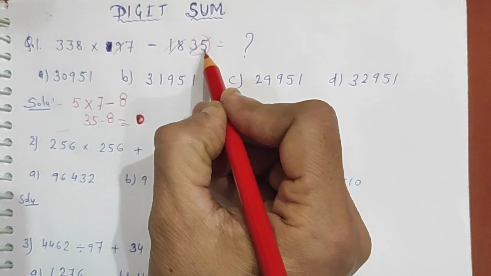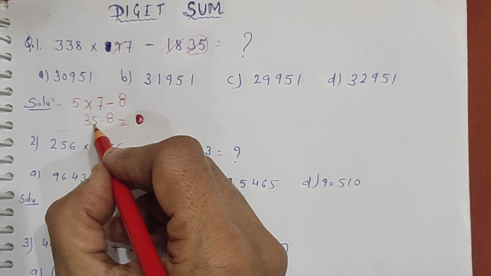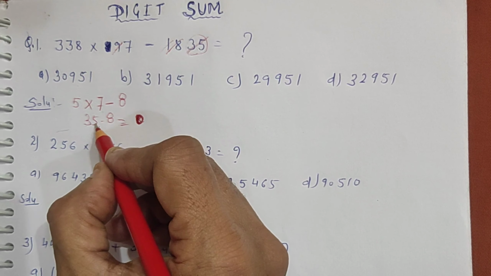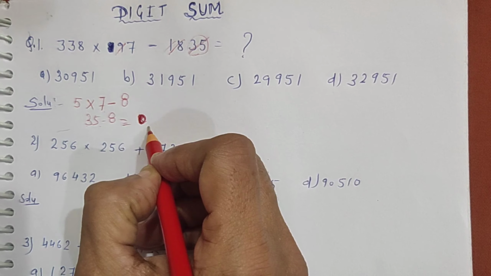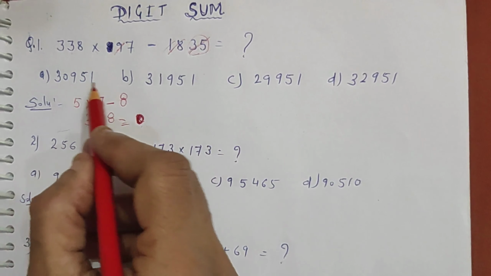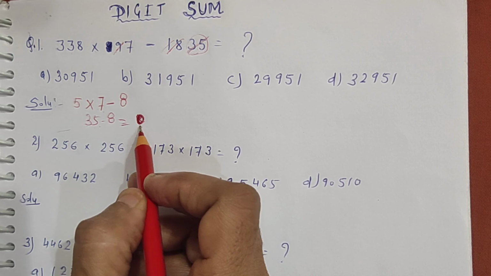You are left with 5 plus 3, 8. So write 8 here. 7 5 is 35. 35 means again 5 plus 3, 8. 8 minus 8 will be 0. It means here my answer should be 0. Right? So let us start checking.